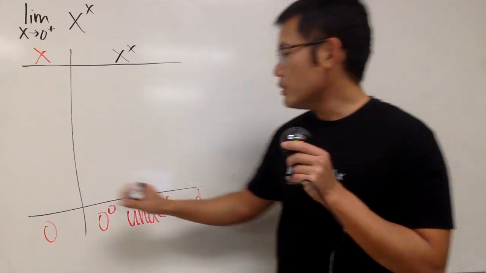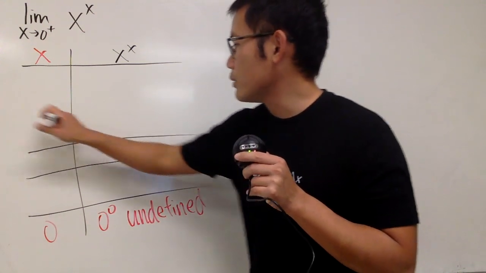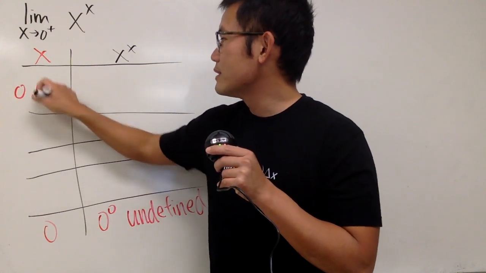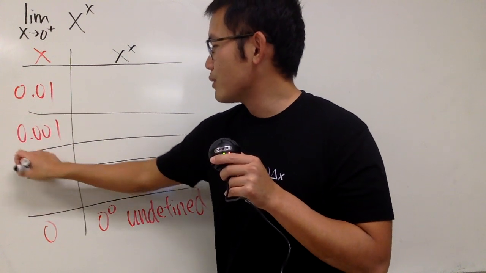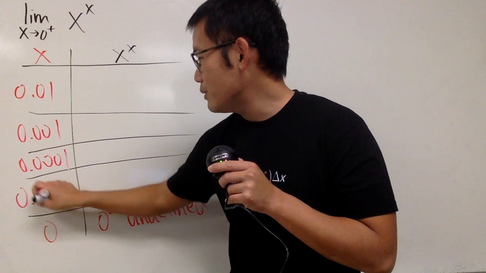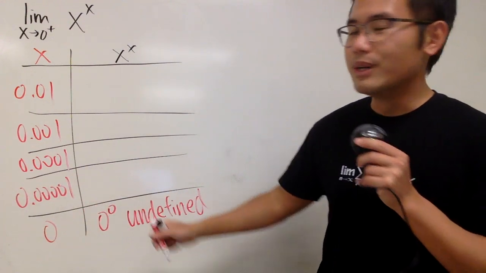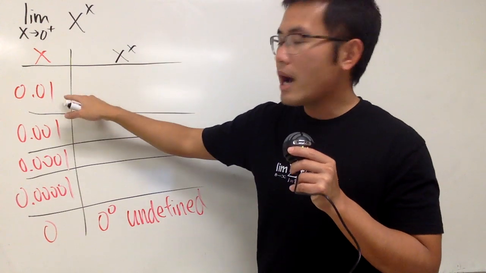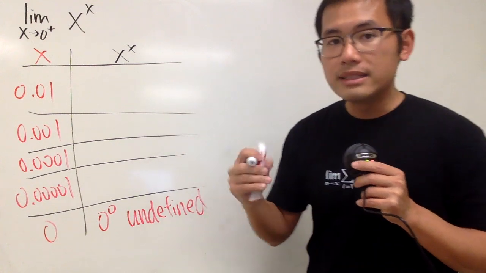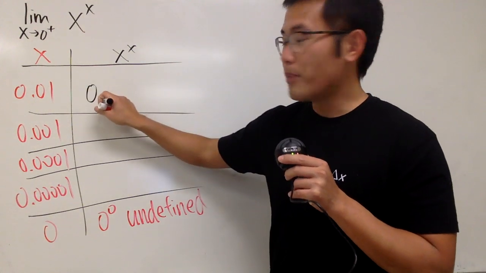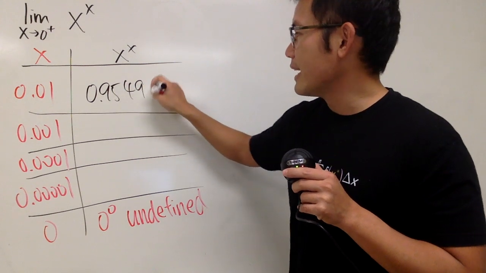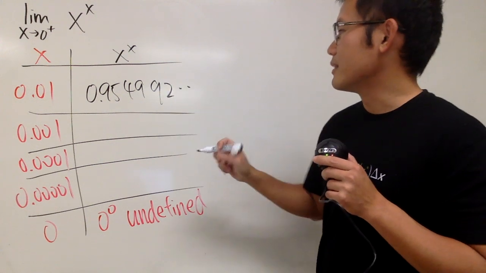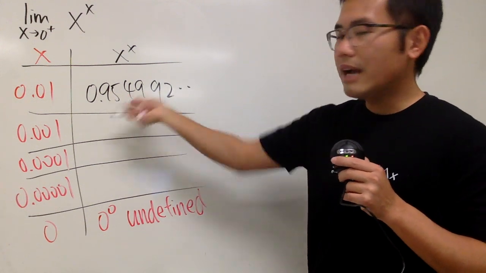All right, so let's see. I'm just going to come up with several values so we can see how this behaves. And I chose these for you guys already: 0.01, 0.001, 0.0001, and then 0.00001. And all we have to do is put this in here and here, of course. So you end up with 0.01 to the 0.01 power. And the answer for that, in fact, is going to be 0.95499, and so on. So let me just write down the first 5 digits. Actually, I'll put down another digit after that. So the first 6 digits after the decimal point.